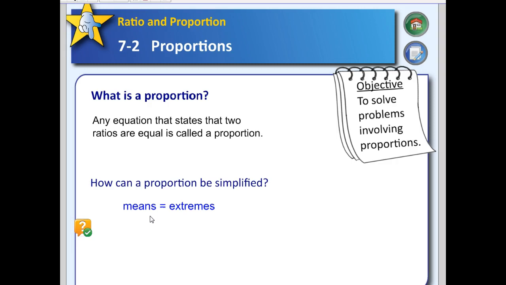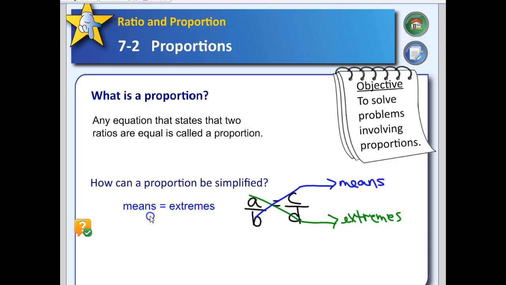Now, I'm on page 293 in your book, and if you notice, I put the words up there, means equals extremes. Has anybody heard or seen that before? Okay, I thought that might be new. If I have the proportion A over B equals C over D, and remember a fraction equals a fraction, A and D, which I'm marking in green, are considered the extremes, and B and C are considered the means.